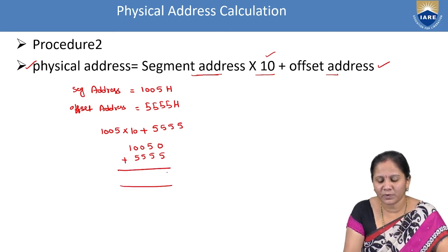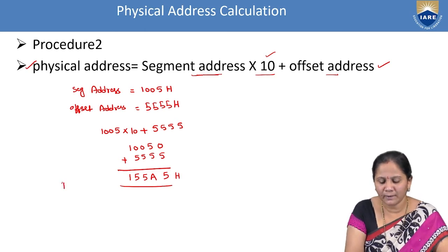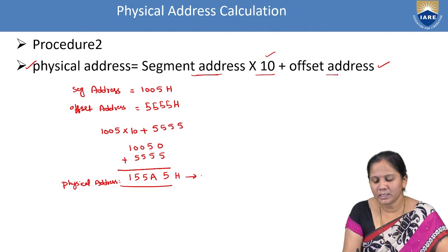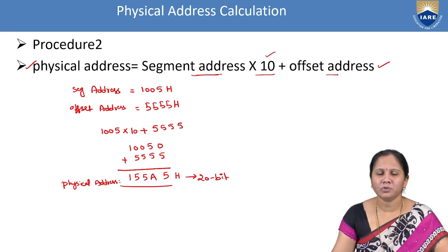Okay. So here 0 plus 5 is 5. 5 plus 5 is 10, but in hexadecimal it is A. Next 0 plus 5 is 5. 0 plus 5, 5. And next comes 1. Okay. So this is the physical address, and it is 20-bit in size. So these are the two procedures to calculate the physical address. Any procedure can be considered to find the physical address value.